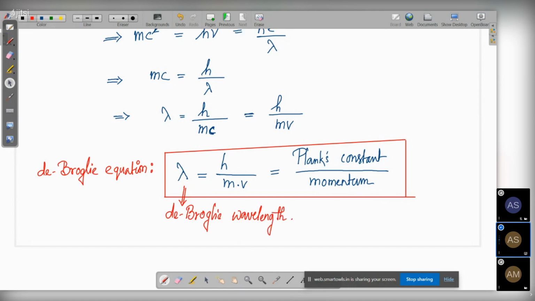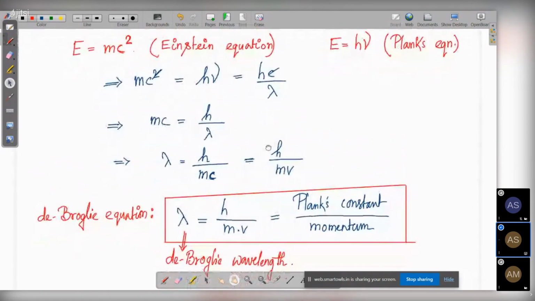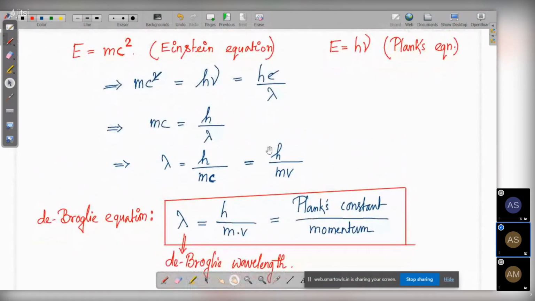Okay, so that's it. People asked, okay, you are telling us that it can behave both as a particle and as a wave, then how are you going to calculate that particular wavelength? That is why de Broglie gave a formula to calculate the wavelength of this subatomic particle, and that formula is λ = h/mv. So is it clear to both of you? Is the derivation and the de Broglie equation clear to both of you?